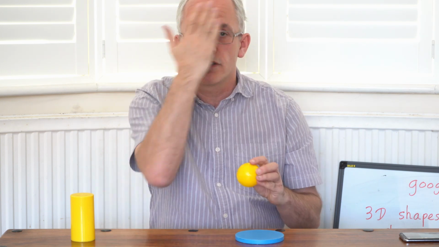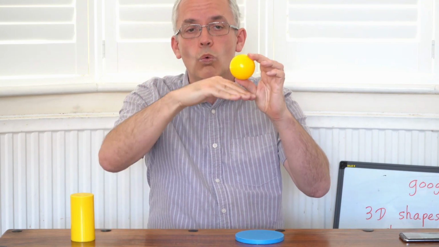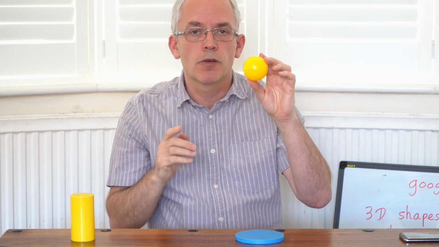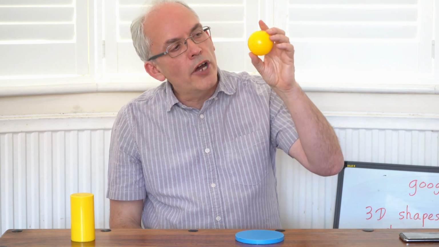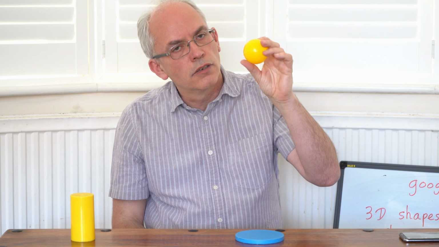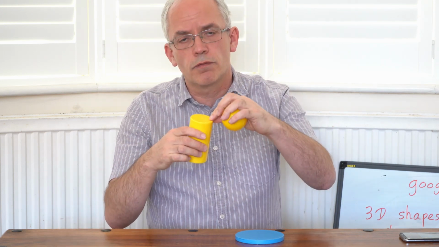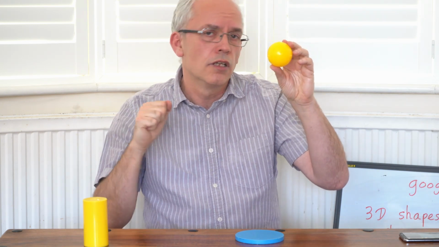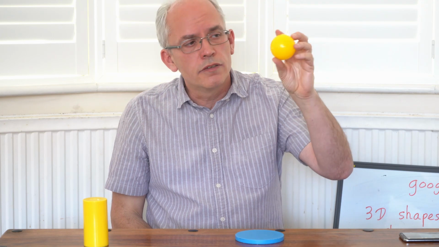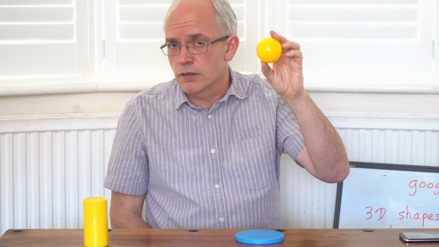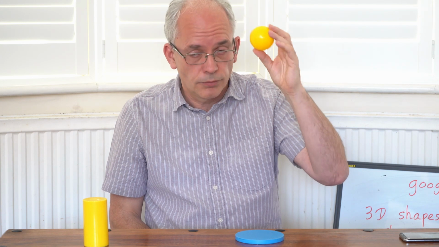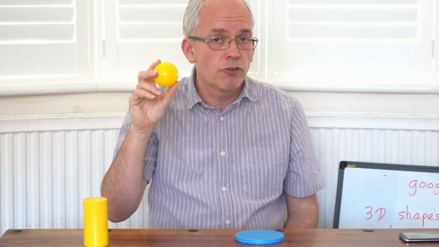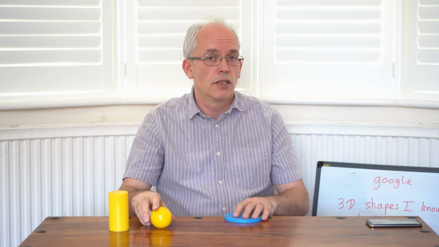Okay. Let's count the faces. Are you ready? 1. My turn. A sphere has 1 curved face. Your turn. Has it got any edges? The edges are what join the faces together. Can you see that? No edges. A sphere has 0 edges. Has it got any pointy bits or vertices? No? A sphere has 0 vertices. Let's find my next shape.